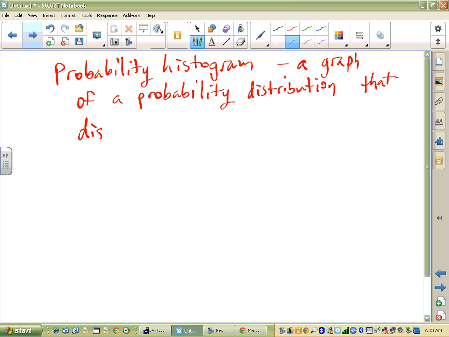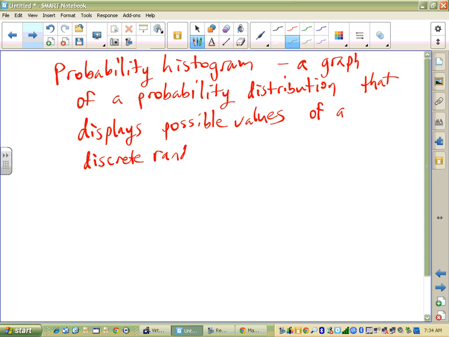possible values of a discrete random variable on the horizontal axis. A lot of writing here. We're about halfway done.